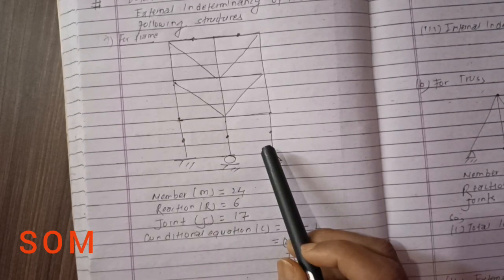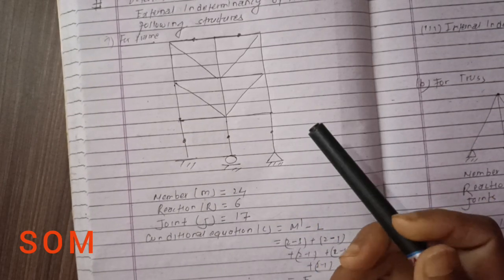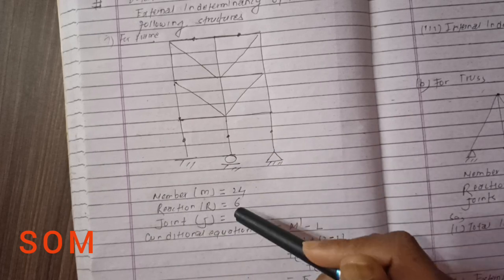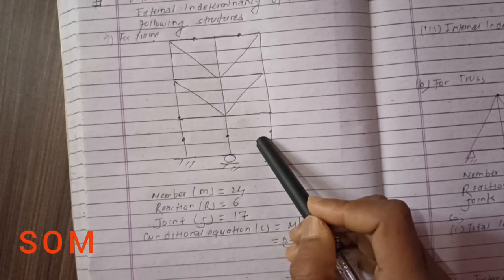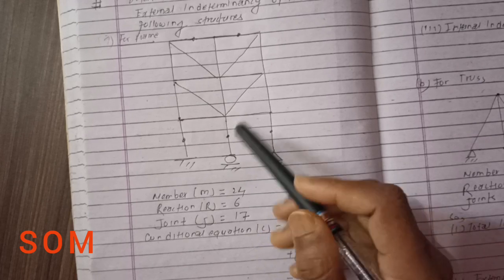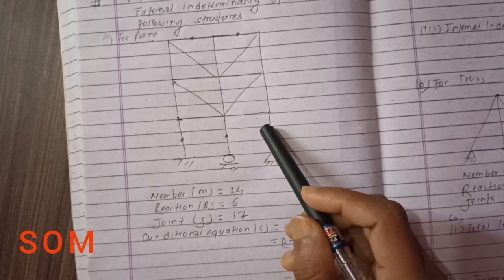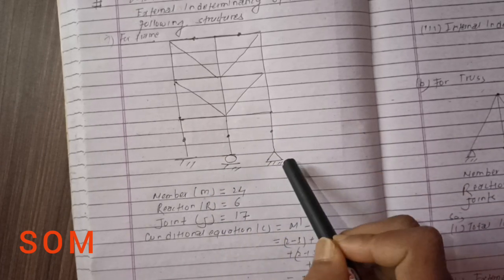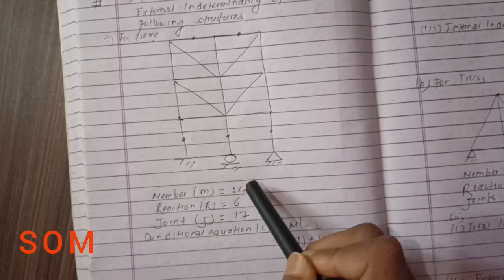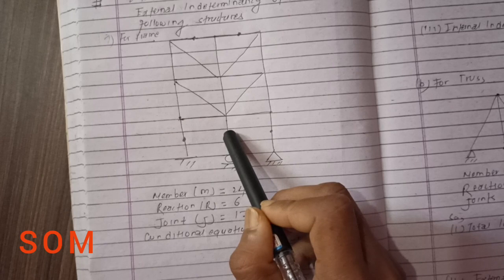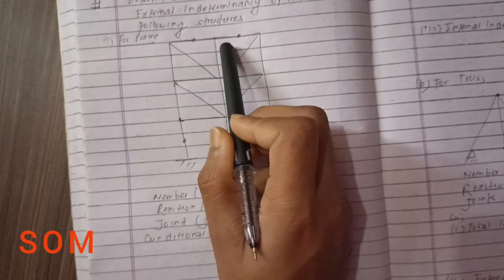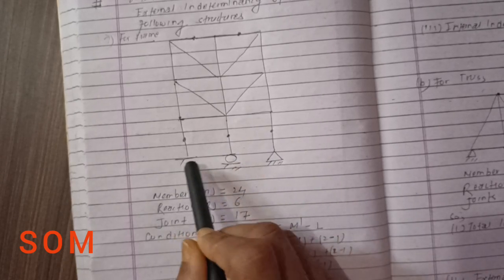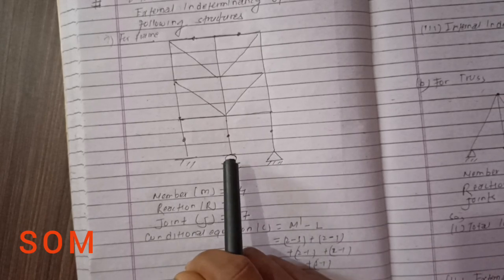So member is simply something we can count just by looking at the frame. In these pictures, members are those lines you see which are connected by two joints. In this picture, let's see how many members there are. 1, 2, 3, because this and these are internal hinges, and an internal hinge also acts as a joint, and this support also acts as a joint.